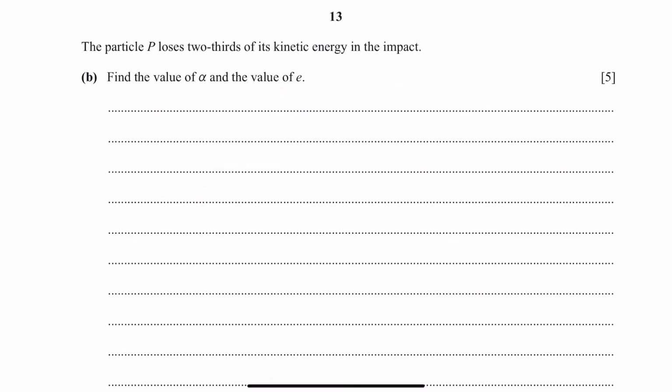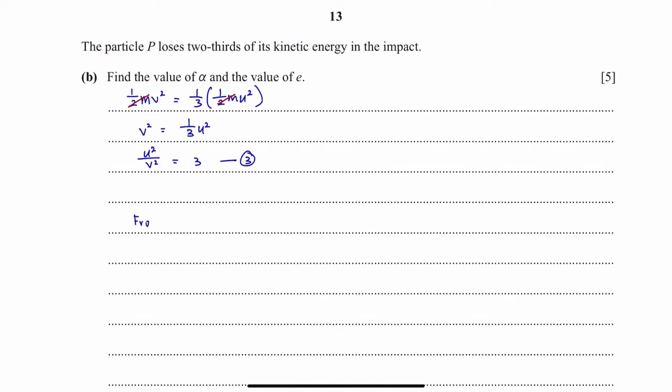Part B. The particle loses 2/3 of its kinetic energy in the impact. Find the value of alpha and the value of e. So that means the final kinetic energy is only equal to 1/3 of the initial kinetic energy. So we have the final kinetic energy, half m v squared, equals 1/3 of the initial kinetic energy, half m u squared. So cancel these two out. We know that v squared equals 1/3 of u squared, and that means u squared over v squared is equal to 3. We call this the third equation.